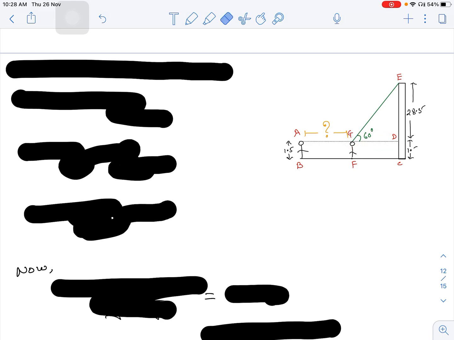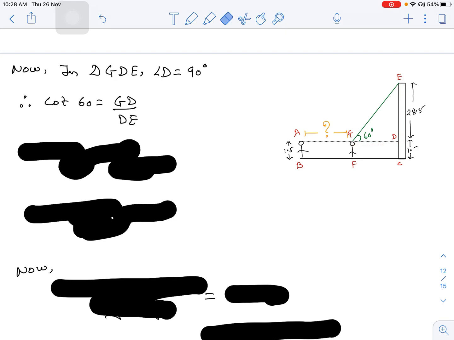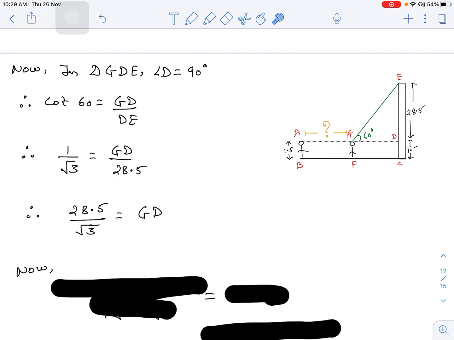GD. Again the same condition. Now in triangle GDE, for this angle 60, this side is adjacent, this side is opposite. We want to find this adjacent. So the ratio for adjacent upon opposite is cot of 60 degrees. So cot 60 equals GD upon DE. Now what is the value of cot 60? Cot 60 is 1 upon root 3. GD is unknown, and DE is 28.5, which we have written over here. In the next step, this 28.5 will change its side, so you will get 28.5 upon root 3 equals GD.